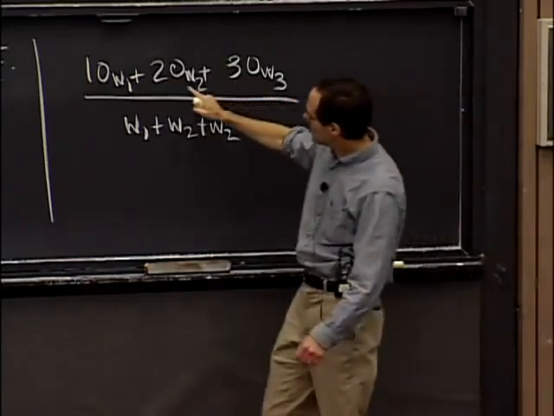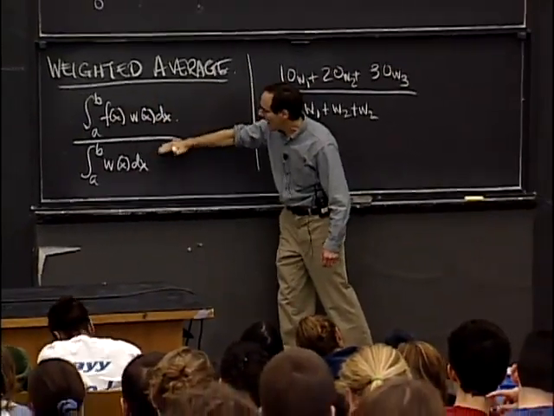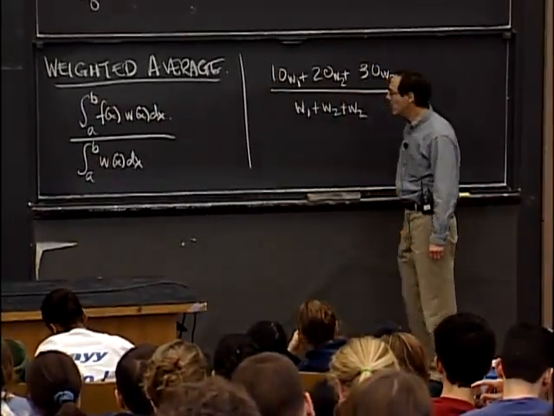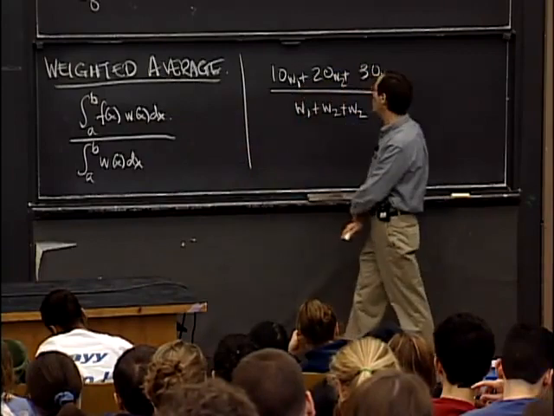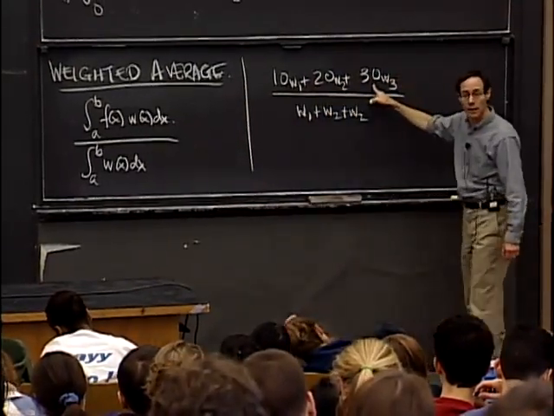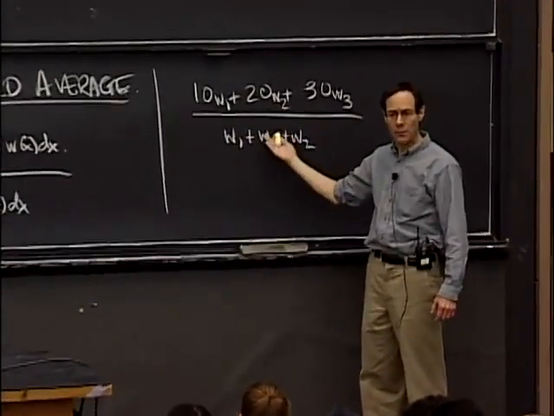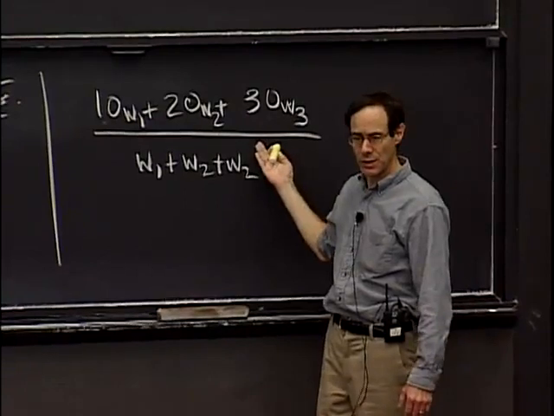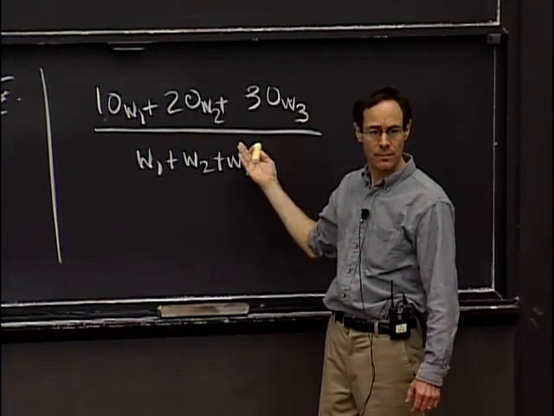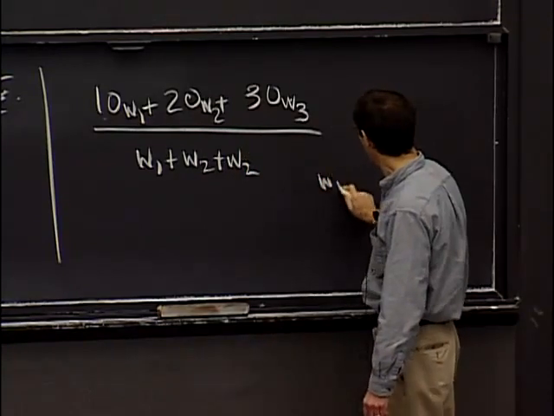And this is the discrete analog of this continuous averaging process here. The function f now, so I use w for weight, the function f now is the function whose values are 10, 20, and 30. And the weightings are the relative importance of the different purchases. All right, so again, these w_i's are weights.